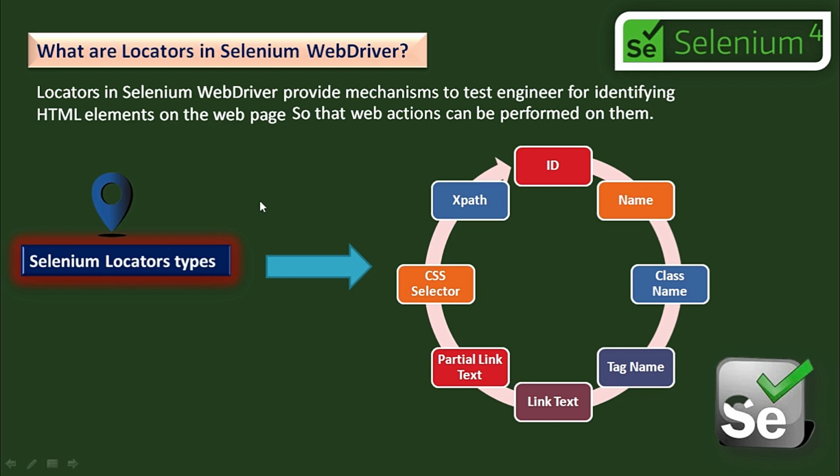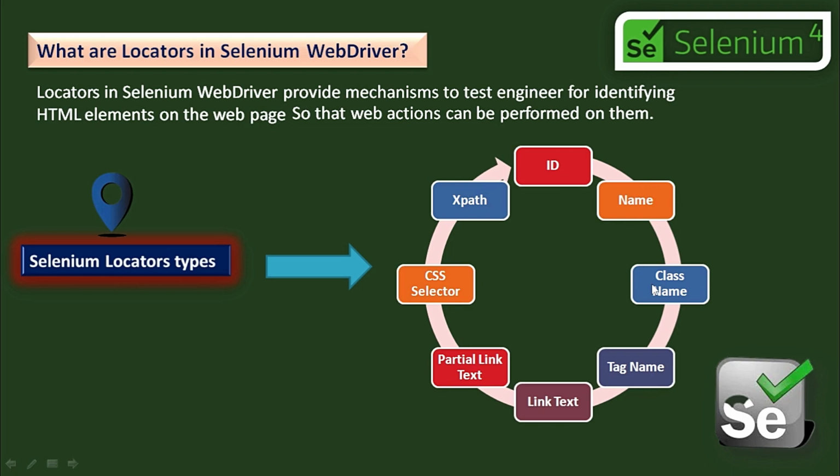On my screen you can see the Selenium locator types. These are the locators in Selenium. How many locators are present in Selenium? You can see 8 types of locators present in the Selenium WebDriver. And what are the names of the locators? The first is the ID. Second is the name. Third is the class name. Then the tag name, the link text, partial link text, CSS selector and the XPath. These are the 8 locators available in the Selenium WebDriver.